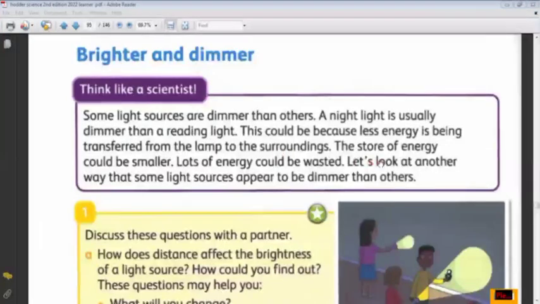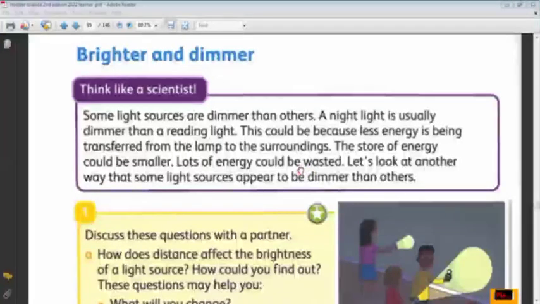Okay? The store of energy could be smaller. The store of energy present in the lamp could be small, or contain a small amount of energy, so the light becomes dim. Lots of energy could be wasted. Or maybe this flashlight has a big amount of energy that is wasted in a form other than light. So this makes the light become dimmer.